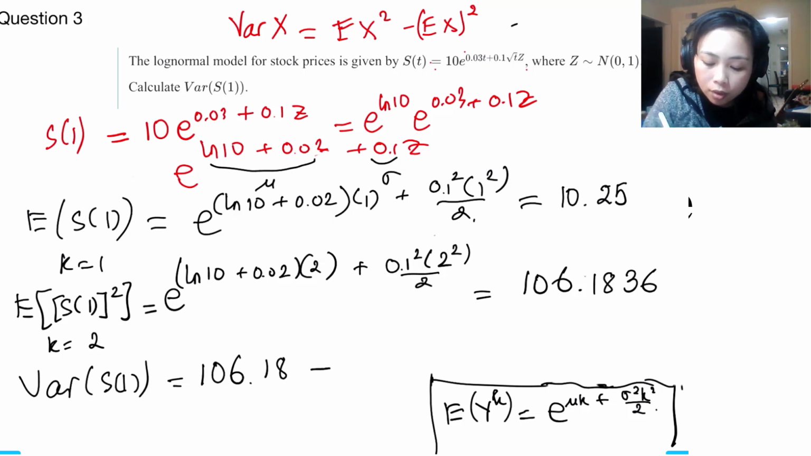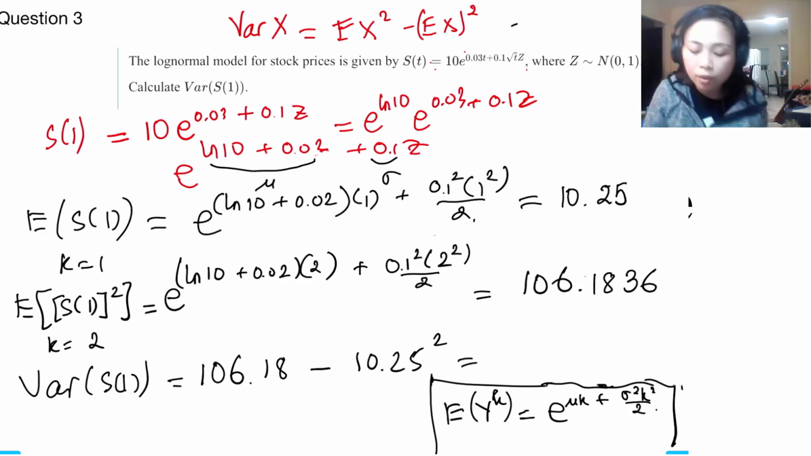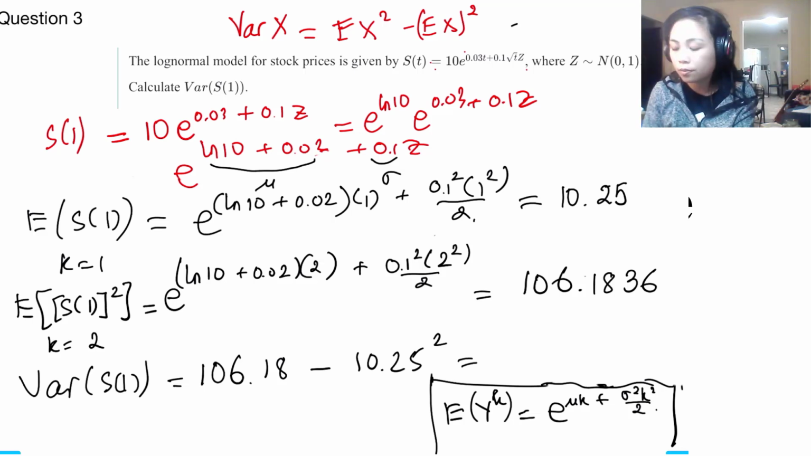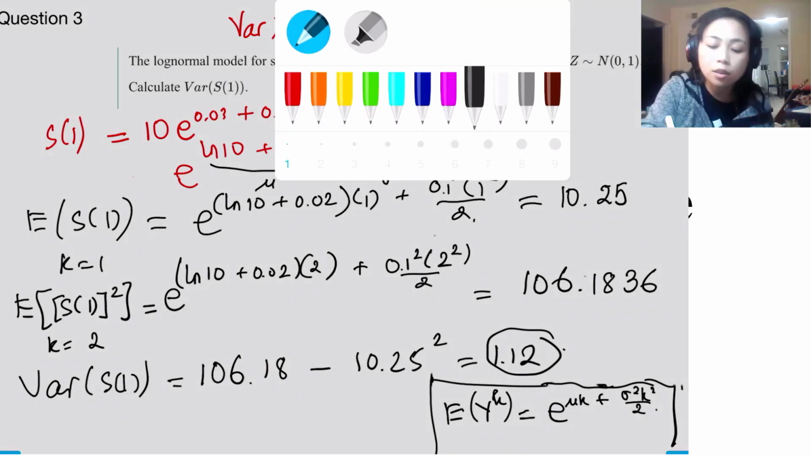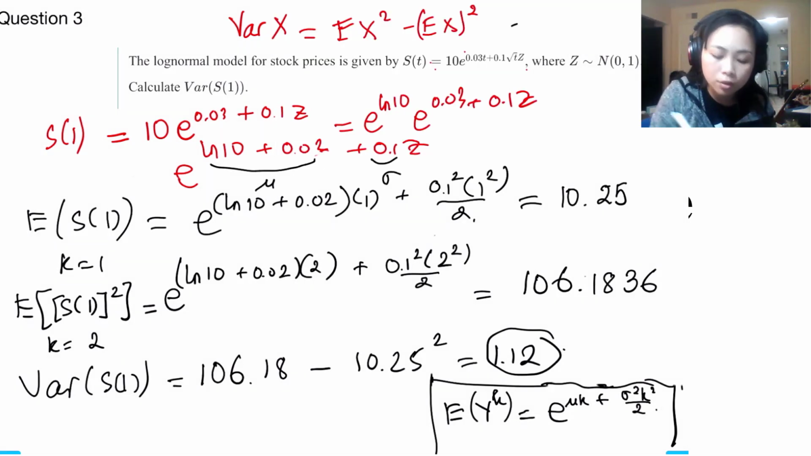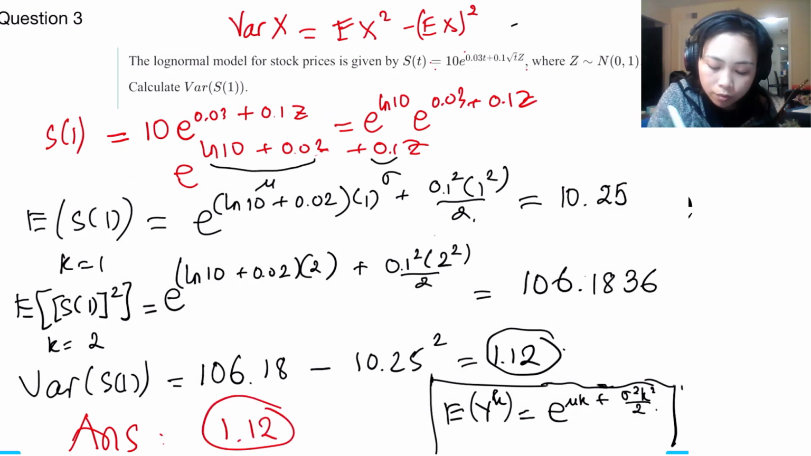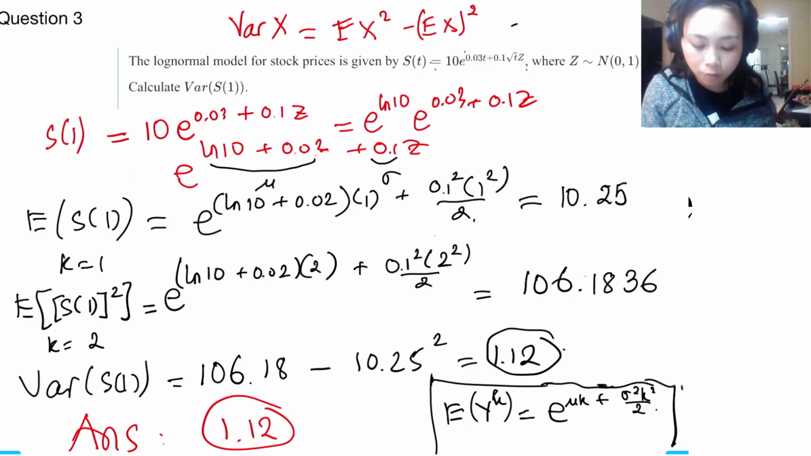And that's question number 3. The thing that you have to memorize in the exam is the k moment of a variable that follows log normal distribution with mean mu and standard deviation sigma. Okay. All right. Very good. Now let's move on. This is question 3, right? Now we are going to work on question 4.